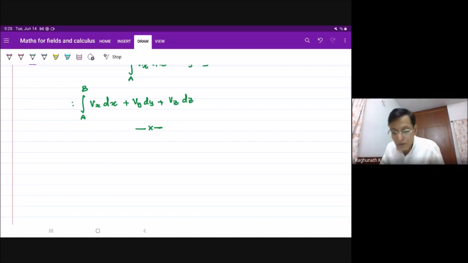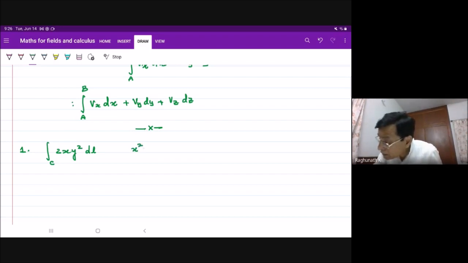Check the problems now. Number 1. Evaluate the integral along a curve C, shown in the figure: 2x y squared dl. And the curve is a circle, part of a circle, x squared plus y squared is equal to 1.